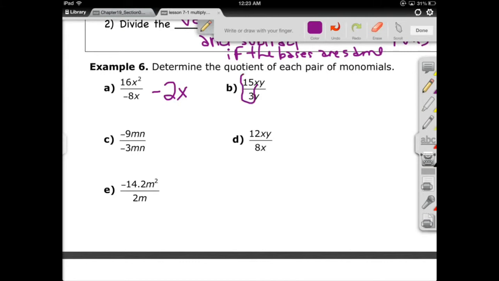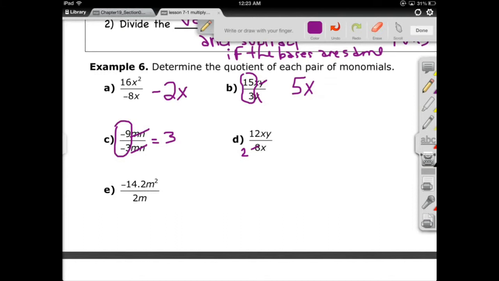The way I think here, 15 divided by 3 is 5. The y's cancel. 5x. Three, and those m's and those n's are history. Done. 8 over 12. Greatest common factor is 4. That'll become a 2 if I divide out a 4.